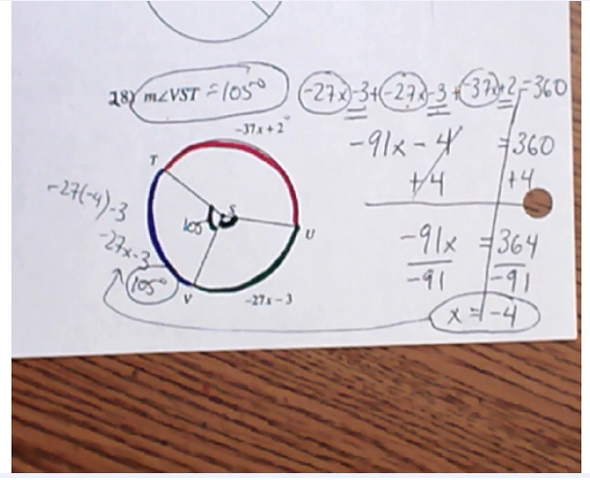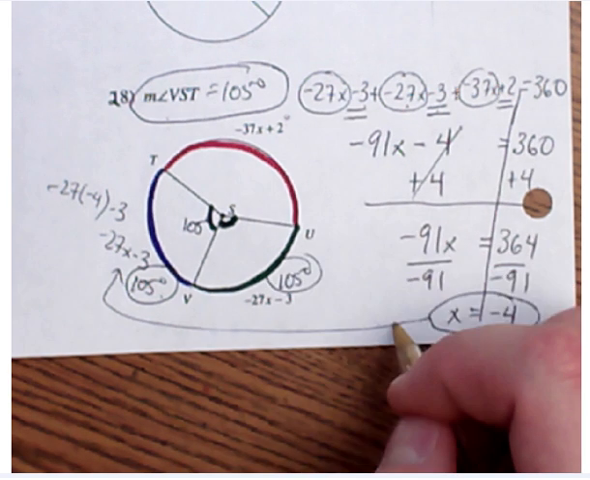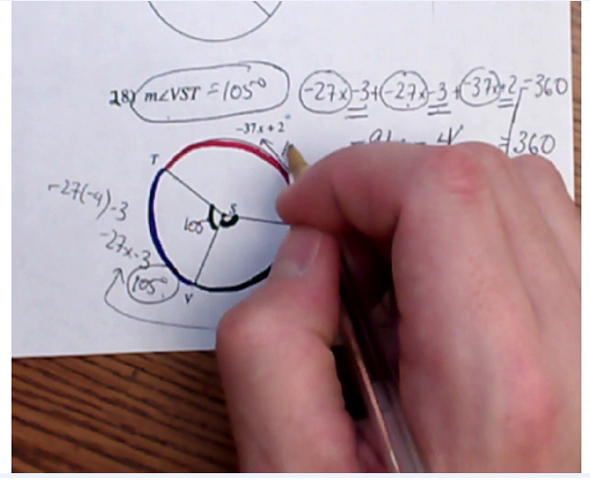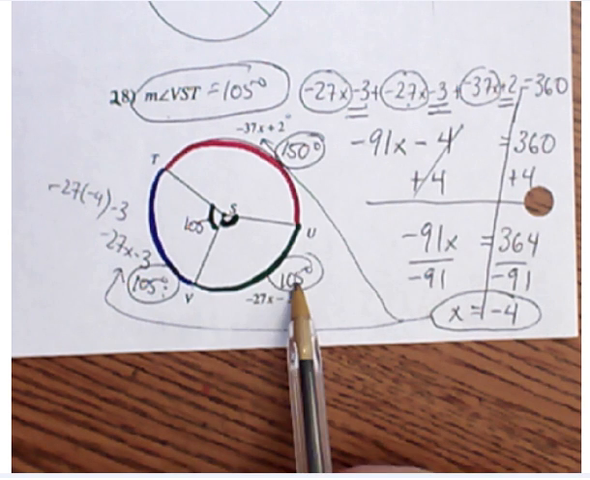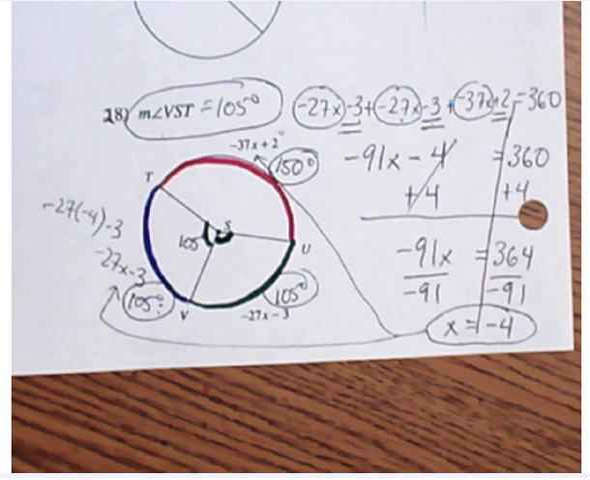Okay, so if I want to check it, this is 105, this is 105. This other arc measure up here would be 150. 150 degrees is what you get. 105 plus 105 plus 150 equals 360, and that is the answer.